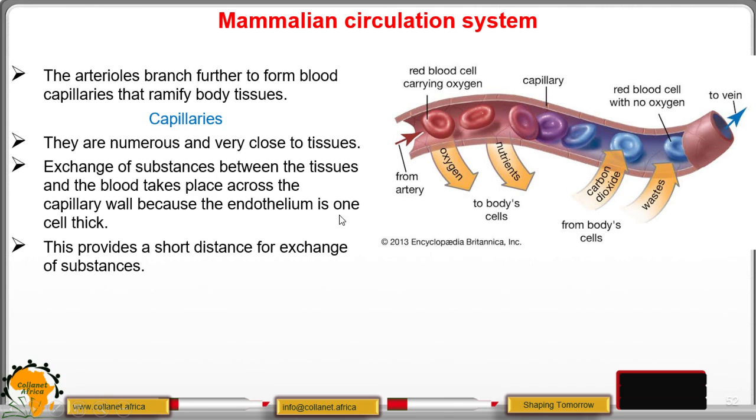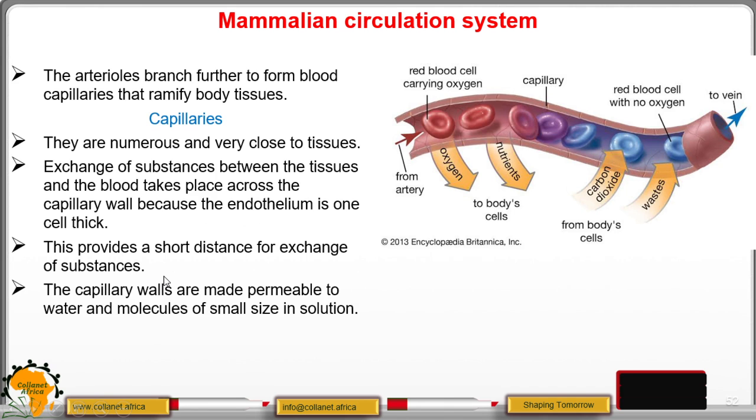So this thin layer of endothelium, which is one cell thick, provides a shorter distance for exchange of materials. The capillary walls are also made permeable to water and molecules of small size in solution. That means it only allows substances that are of small molecular size, which are in solution, but not large ones. And also water can pass through the capillary wall.